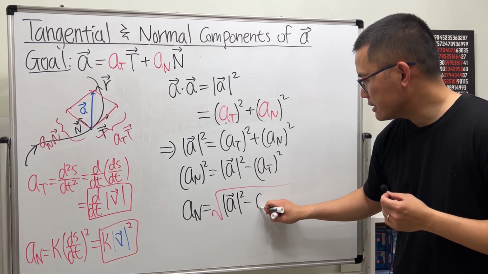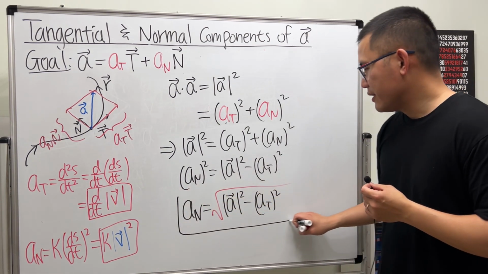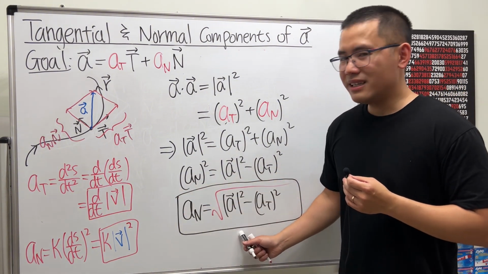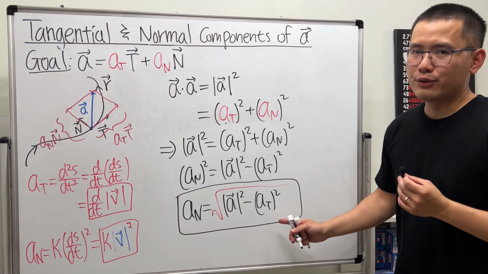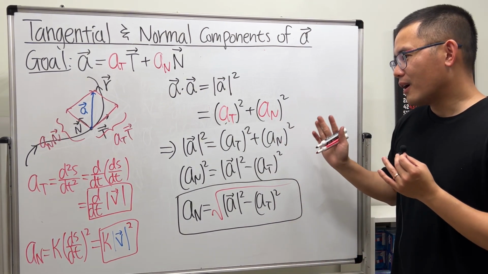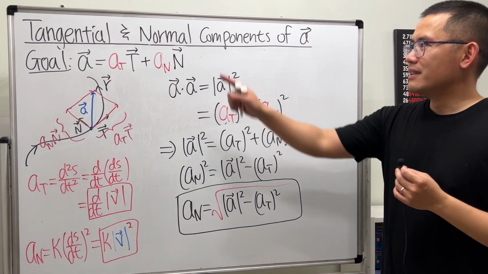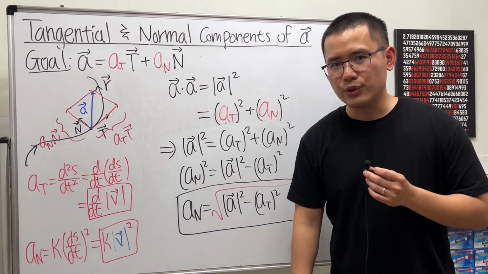So you take the positive square root and you will get AN equals the square root of the magnitude of A squared minus AT squared. And this right here, it's a better formula compared to that because right here, we do not have to find the curvature first. So this right here are all you need for the tangential and the normal components of A. And in the next video, I'll show you guys an actual example.